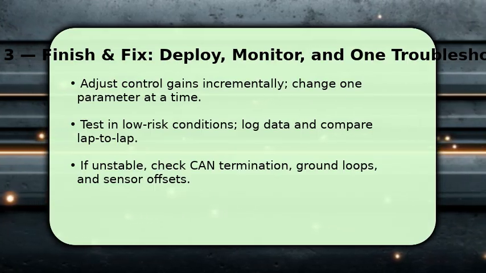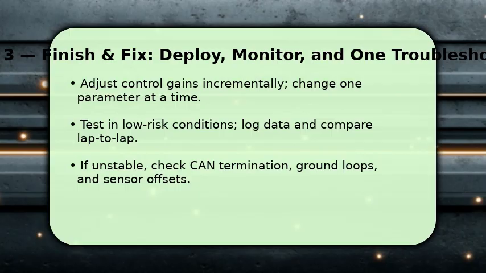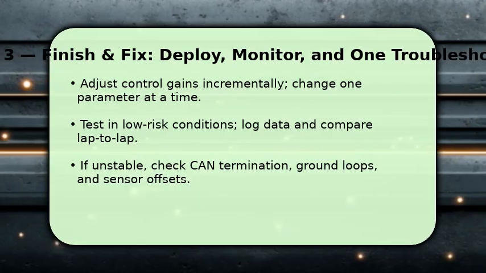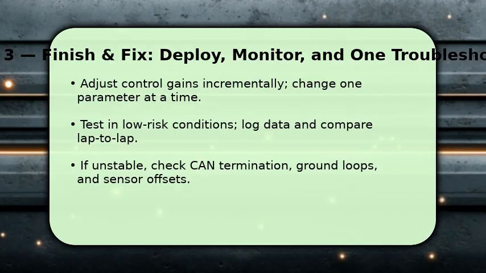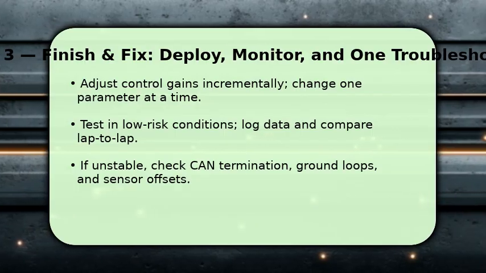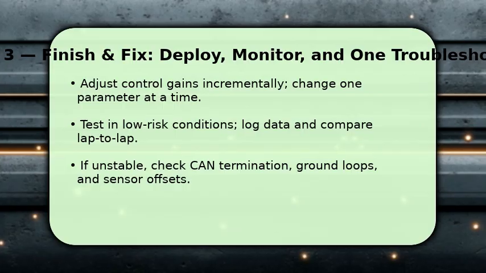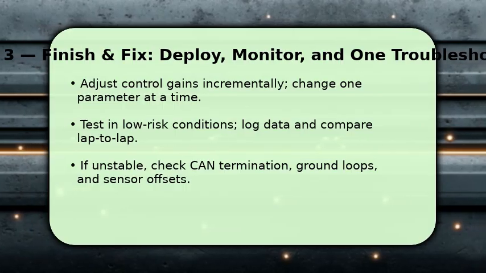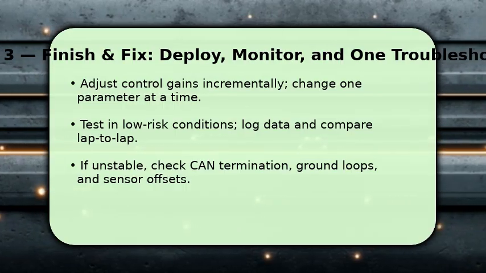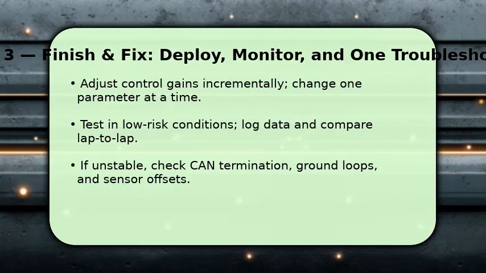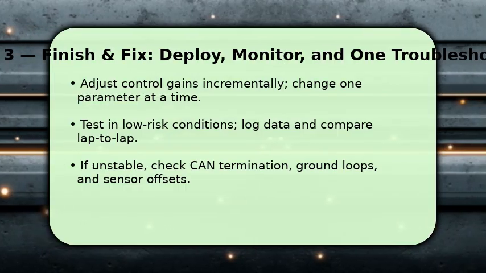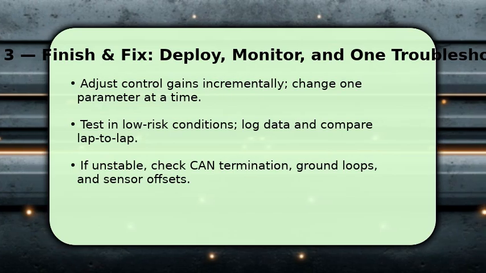Then test in low-risk conditions, logging each run and comparing lap-to-lap telemetry to spot trends. Use the logging to refine damping and feed-forward terms until behavior is consistent. If the system becomes unstable, first check CAN termination and ground loops. Next, verify sensor offsets. Most faults are wiring or reference issues, not software.